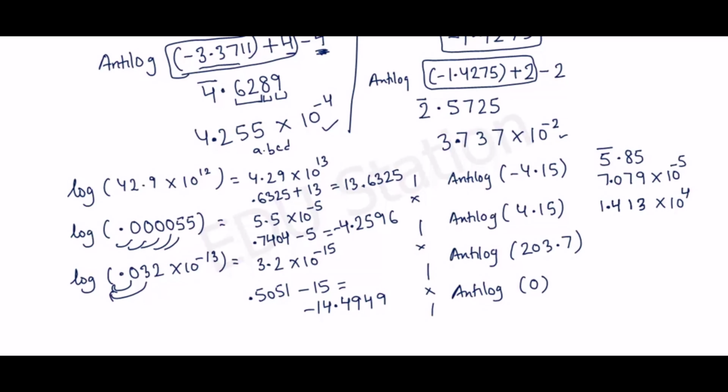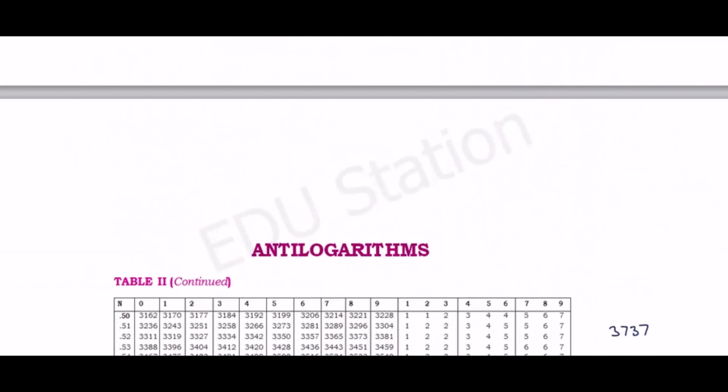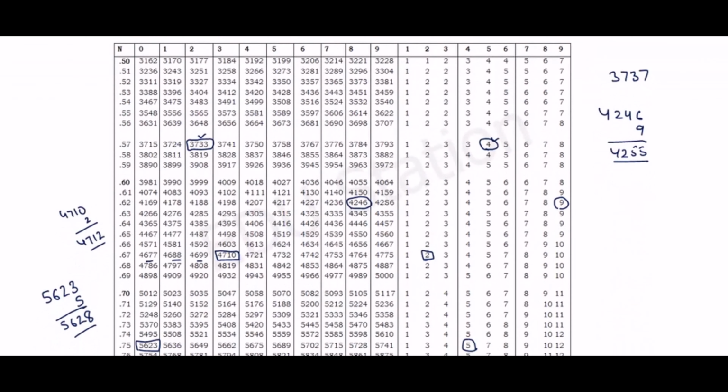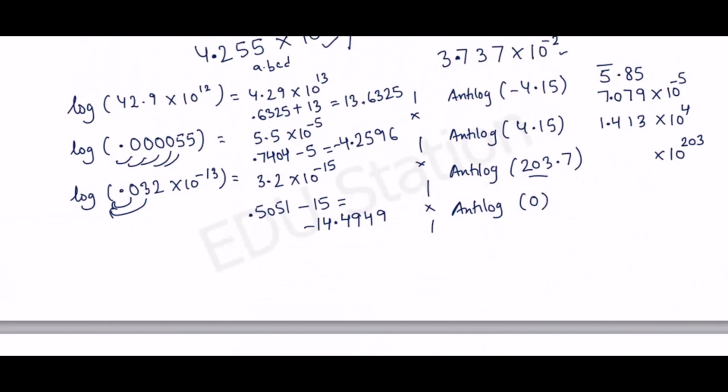Now antilog of 203.7. Antilog starts after the point. Whatever is over here, it is power of 10. If it is negative, then you have to add one larger positive number. This is not negative. So my answer would be 10 raised to power 203. Now I'll just look at antilog for 70, that will be 5012. So 5012 can be written as 5.012 into 10 to the power 203. This should be your answer.